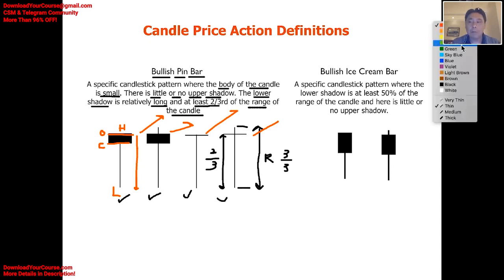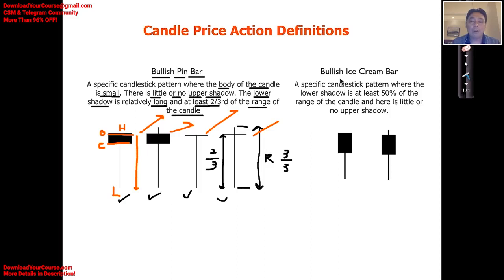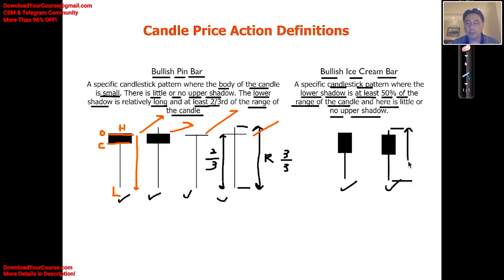Now, related to the bullish pin bar is what I call the bullish ice cream bar. Think of it as looking like an ice cream stick. So this and this, they both qualify to be bullish ice cream bars. This is a candlestick pattern where the lower shadow is at least 50% of the range of the candle. And once again, there's little or no upper shadow. So again, what's the range? This is the range of the candle. That's the range. And that's the lower shadow.